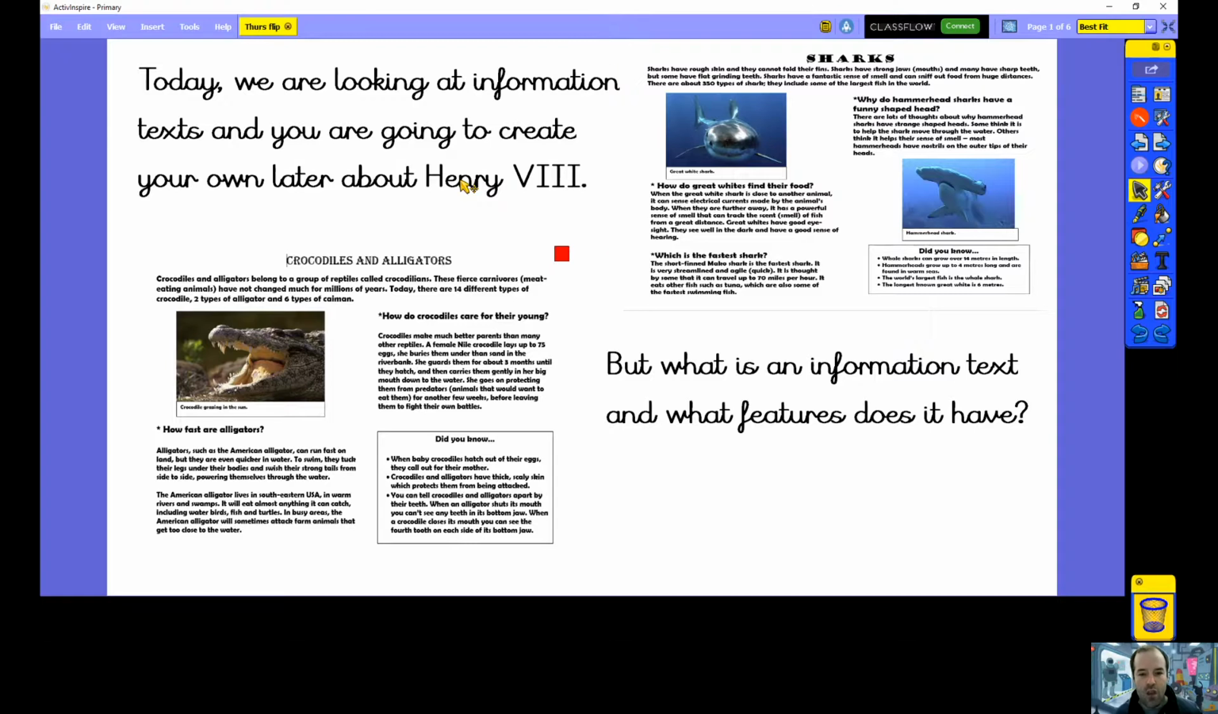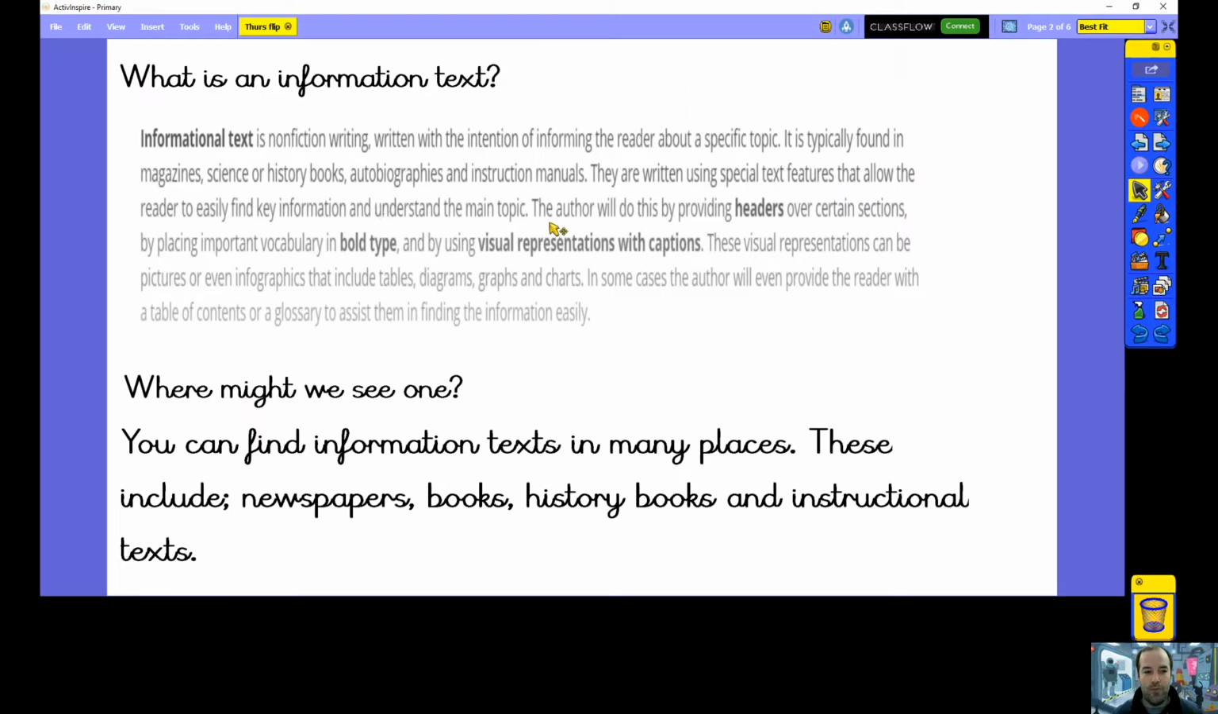So on the screen, you can see two examples of information texts, one about sharks and one about crocodiles and alligators. But you can see already probably a lot of the features, pictures being a really obvious starting point. So we're going to go through these different features, talk about how to do them, what you might include, and then you can have a go at the end.